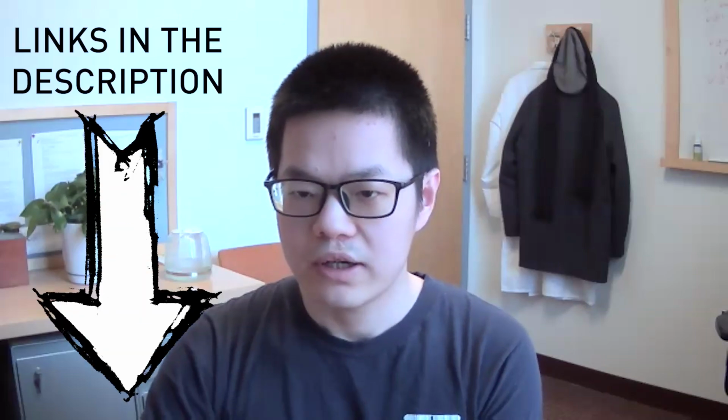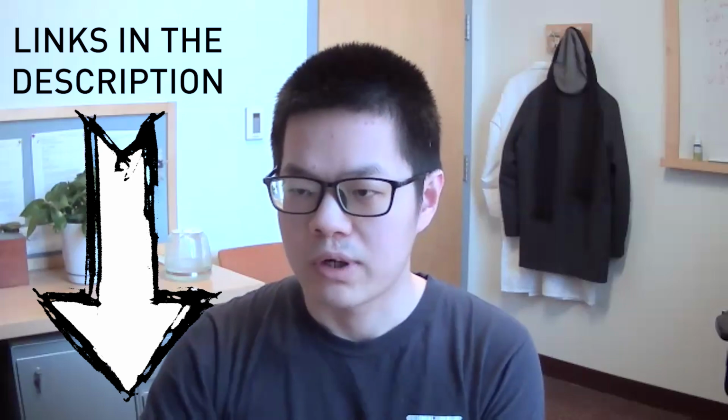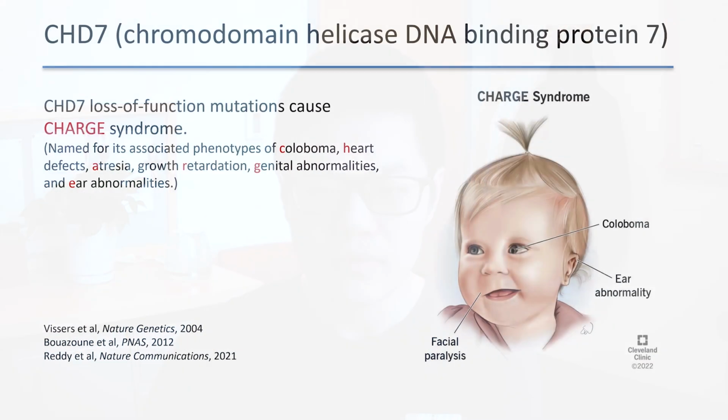Our dataset provides a valuable resource for further exploration of 3D genome regulation and has been uploaded to the 4DN data portal. The computational analysis code generated for this study is also available on our lab website. Among our top hits, one of them that caught our eye is CHD7, chromodomain helicase DNA binding protein 7.